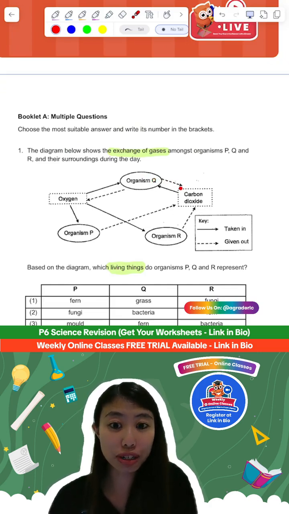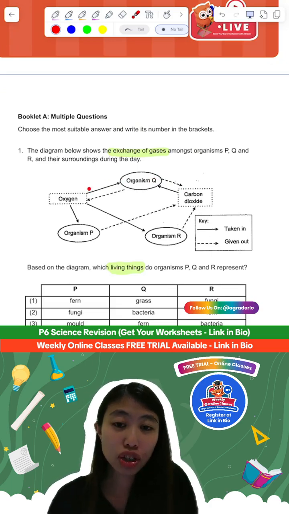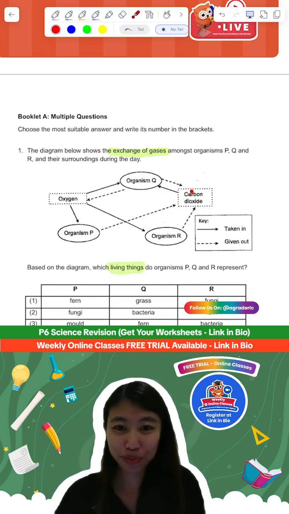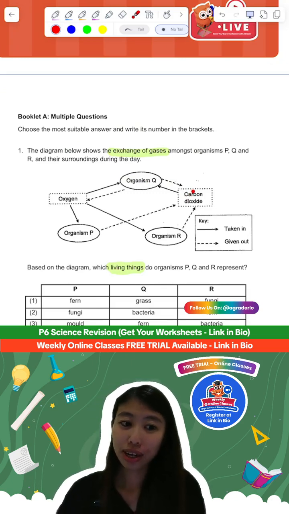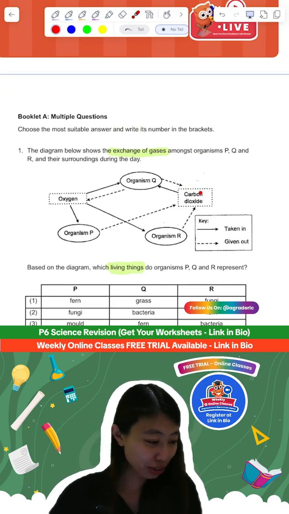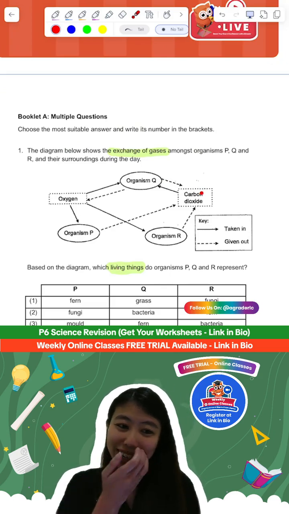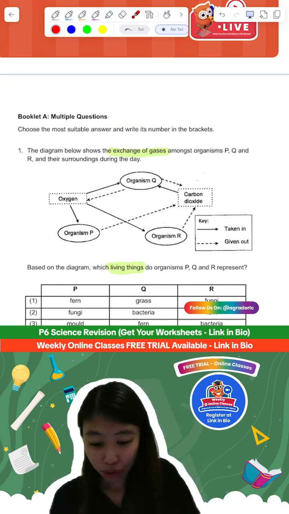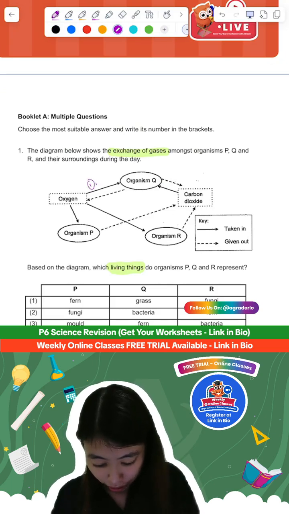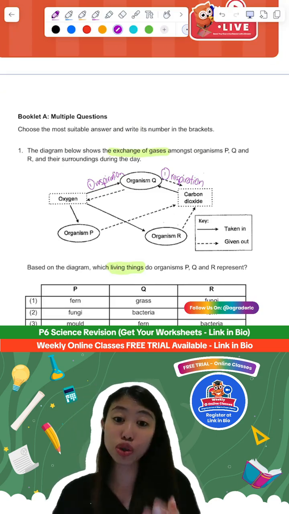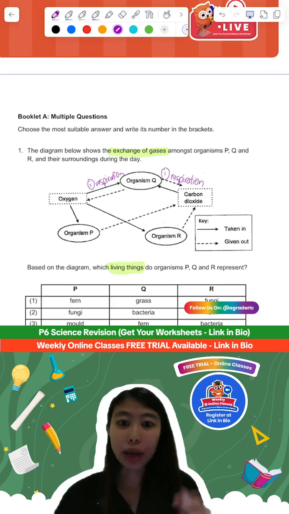We do organism Q first, okay? So oxygen is taken in, carbon dioxide is given out. What process do you think this is about? What process takes in oxygen and gives out carbon dioxide? Does anyone of you know? Very good. Yes, it is respiration. Very good. So number one, this actually shows me respiration. So we know that organism Q goes through respiration. They respire. Okay, but what about the other one?